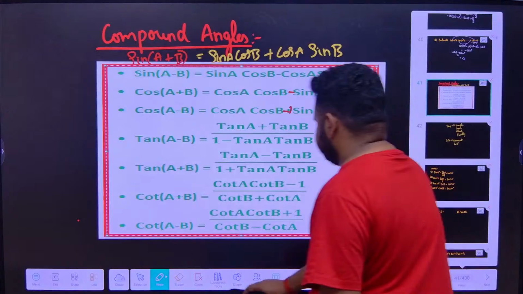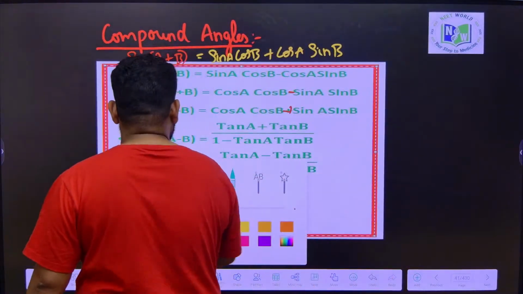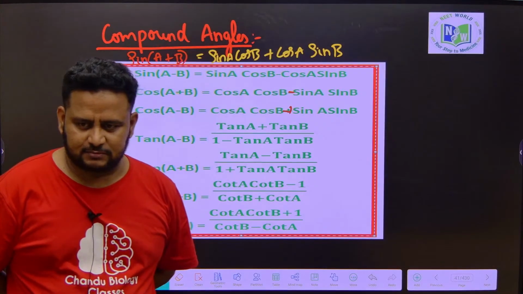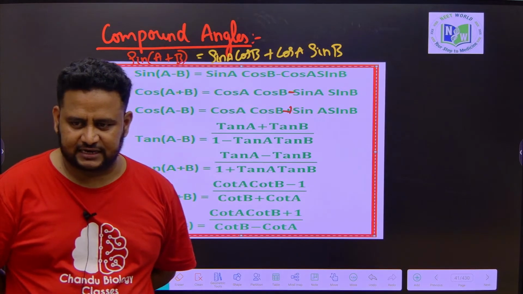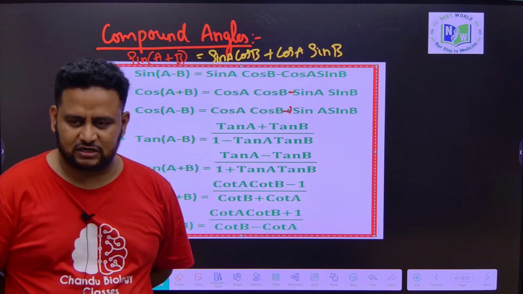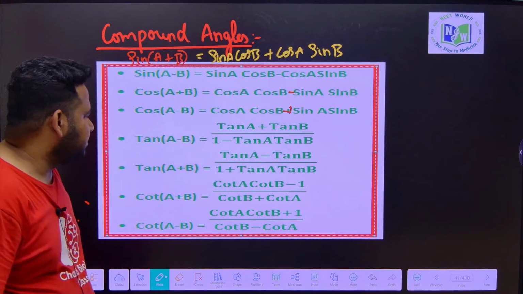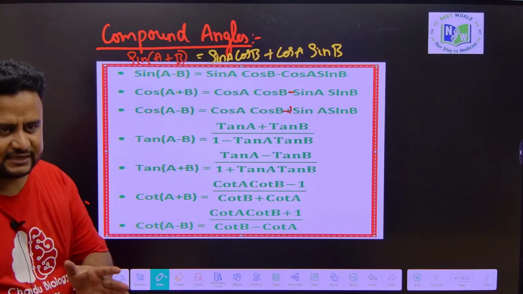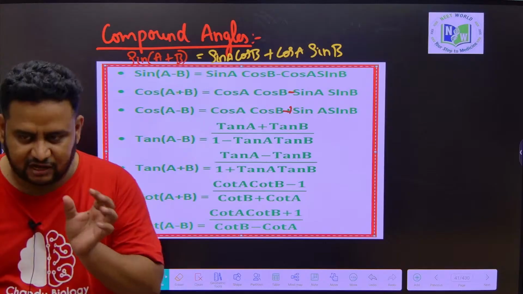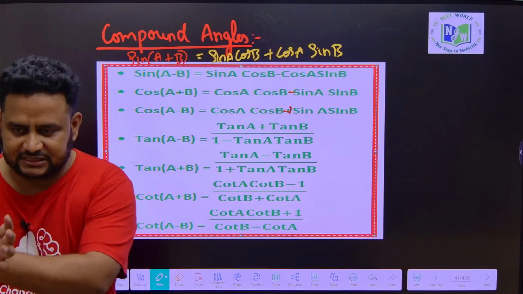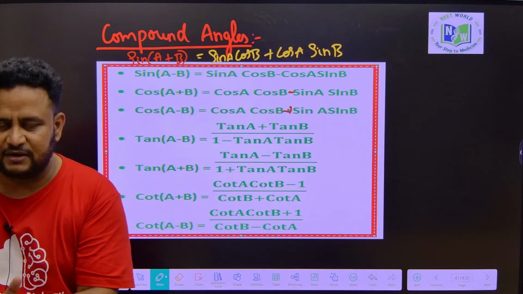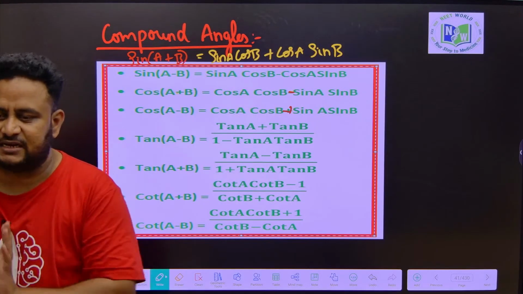Okay, all right. Next one, it is about tan. Till now we learnt about sin and cos, the sum of two angles, compound angles, A plus B, and the difference of two angles, A minus B. Now when it comes to tan, tan of A plus B is tan A plus tan B divided by 1 minus tan A tan B.